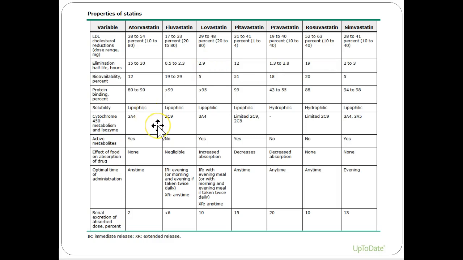Some of the other stuff on here I'm not super concerned about. We'll talk about the solubility here in a second. So notice that they're all lipophilic except for pravastatin and rosuvastatin, which are hydrophilic. So the lipophilic drugs might get into the central nervous system more, and there's some concern about central nervous system effects in statins. So we'll talk about that here in a second. Renal elimination is minimal. You don't have to renally dose adjust statins, which is a nice aspect of their therapy. Food absorption doesn't really matter. Active metabolites doesn't really matter.